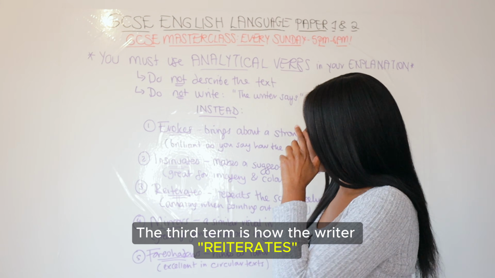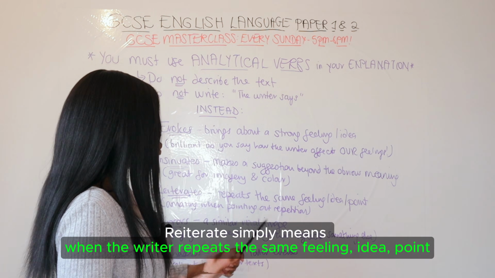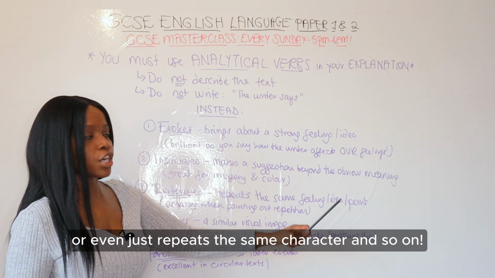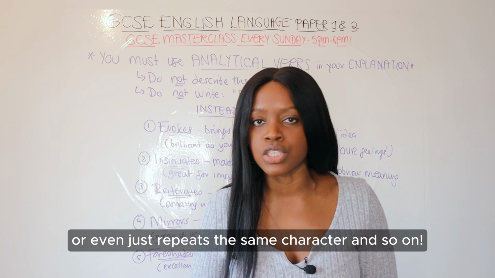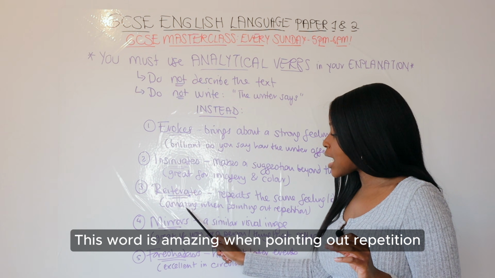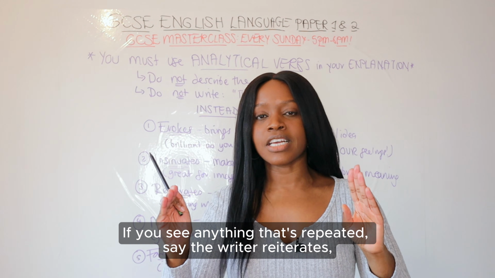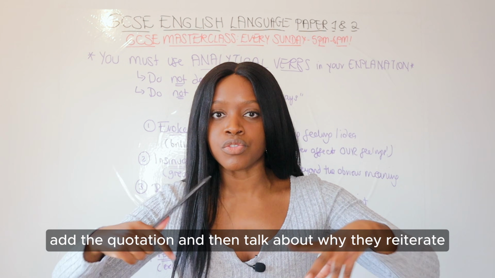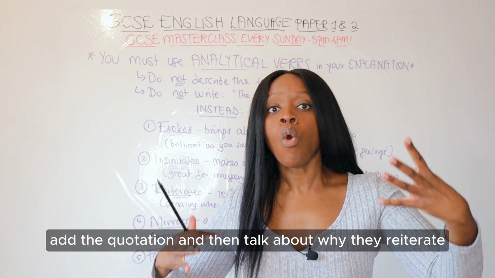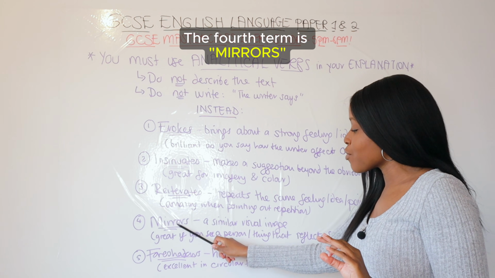The third term is how the writer reiterates, and reiterate simply means when the writer repeats the same feeling, idea, or point, or even just repeats the same character and so on. Use the word reiterate. And this word is amazing when pointing out repetition. If you see anything that's repeated, say the writer reiterates, add the quotation, and then talk about why they reiterate, okay?